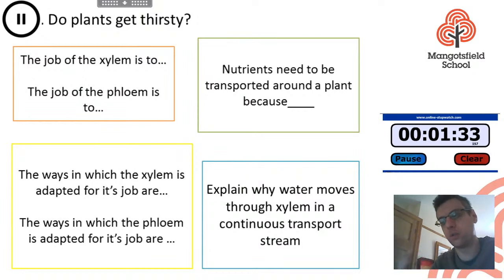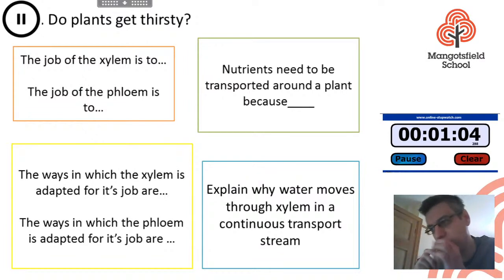Now because water molecules are slightly attracted to each other, when some water gets pulled up the plant, it helps to pull other water molecules up as well. Water evaporates from the top of a plant, and that helps to suck some of the water up, and then the attraction between water molecules helps more water to get pulled up, and that creates what we call a continuous transport stream. The continuous movement of water up the plant.